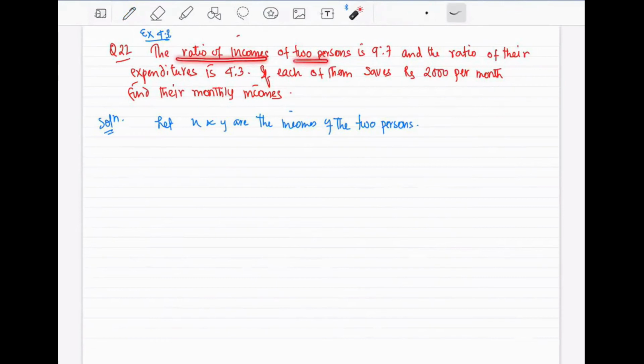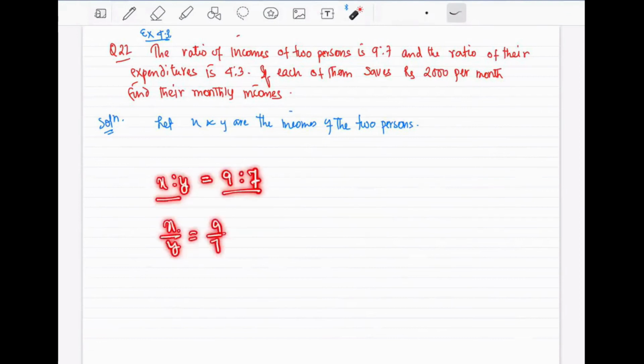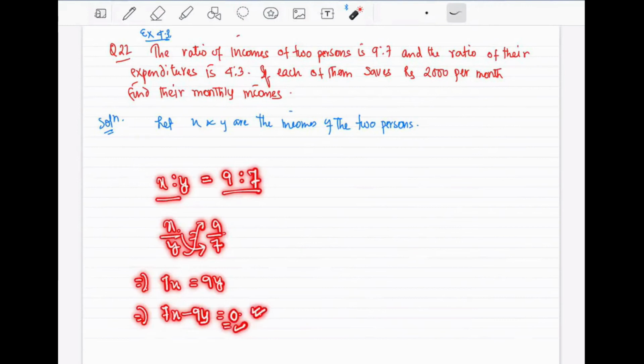Ratio of the incomes of 2 persons is how much? 9 ratio 7. Ratio means if I take X ratio Y, we will be able to obtain 9 ratio 7. You can convert this into division form. X by Y is equal to 9 by 7, right? We can do cross multiplication, X and 7, Y and 9. So we will have 7X is equal to 9Y. Then bring the 9Y to the left hand side. We will have 7X minus 9Y is equal to 0. So that will be your first condition.